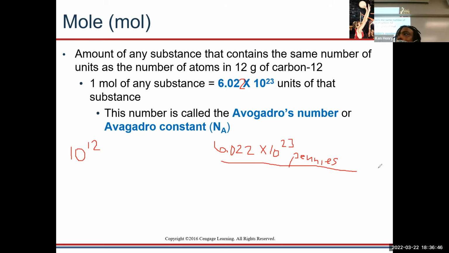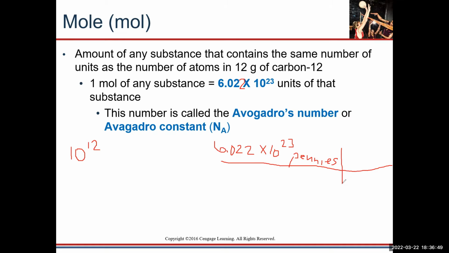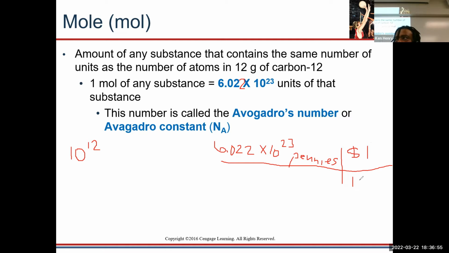Okay, so how many pennies equal $1? 100. So $1 equals 100 pennies. So my answer is going to be 6.022 times 10 to the 21st dollars. Okay, now which one is more? 10 to the 12th or 6.022 times 10 to the 21st?